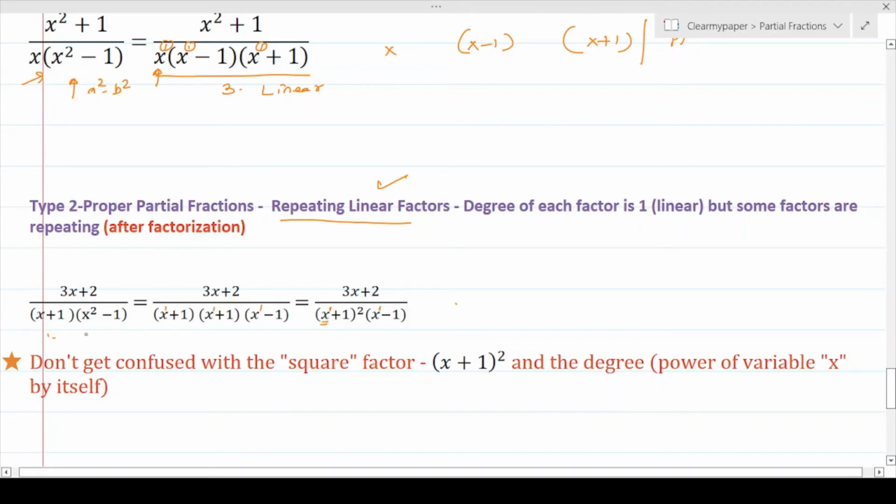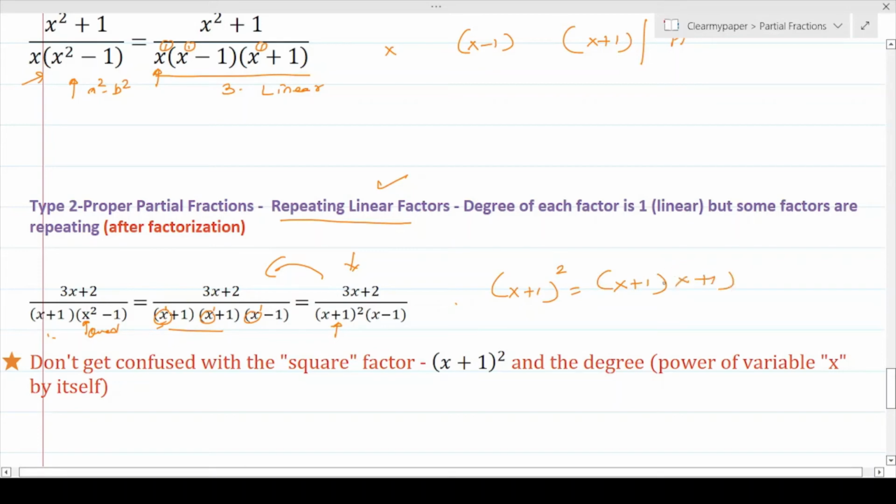For example, in this case, the power of x is still quadratic. It's not linear, it's quadratic. But since we can factorize into linear factors, the power of each of these x by itself is 1. And since these two terms are repeating, let's say the given problem to you was like this. Here you can easily see that the first factor is repeating. But still, after you expand it into this format, it gets broken down into two linear factors. x plus 1 the whole squared is equal to x plus 1 into x plus 1.